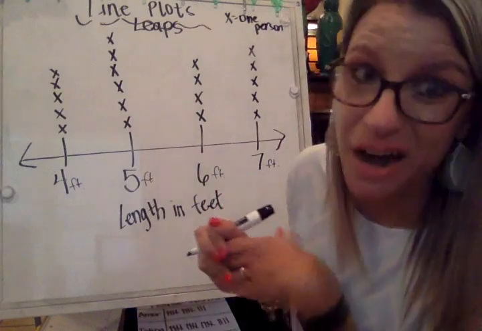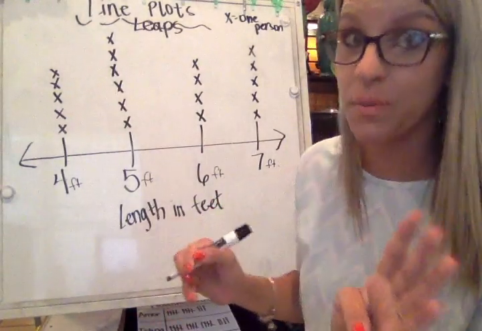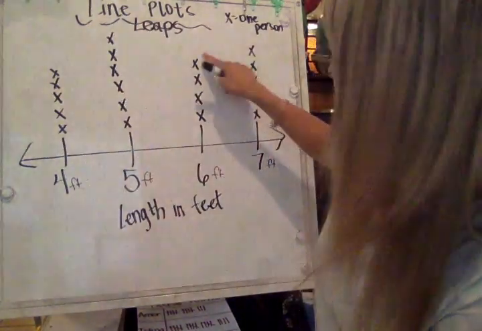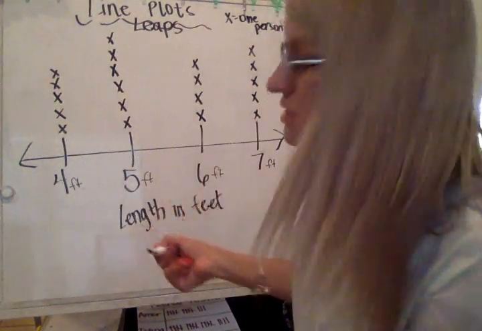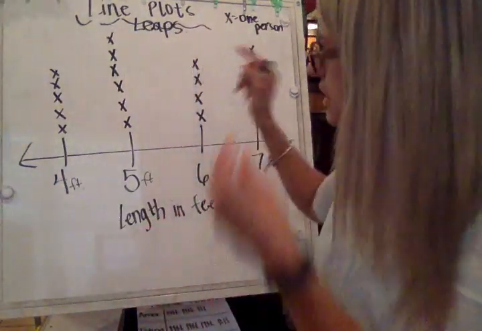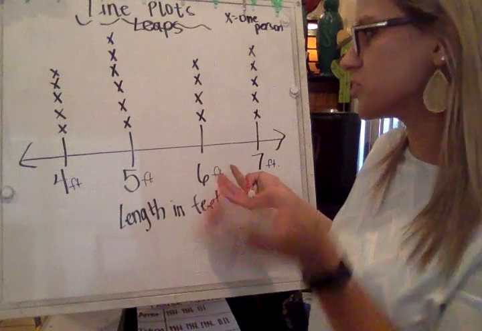So if I'm trying to figure out which one of these categories has 4 people in it, I should count how many X's, which would mean 6 feet. 4 people jumped exactly 6 feet in their leap. So that would be the answer to that.